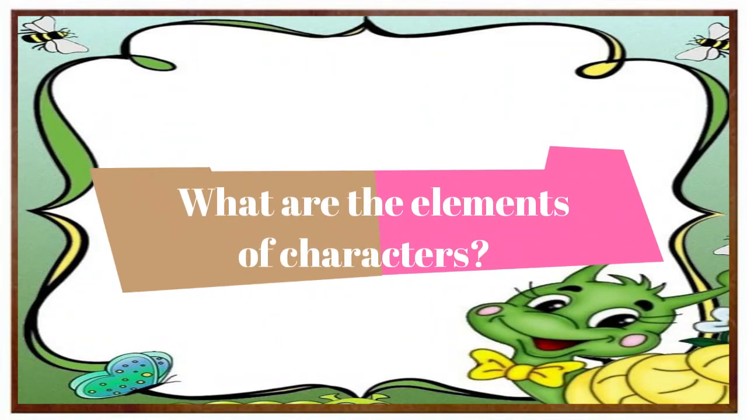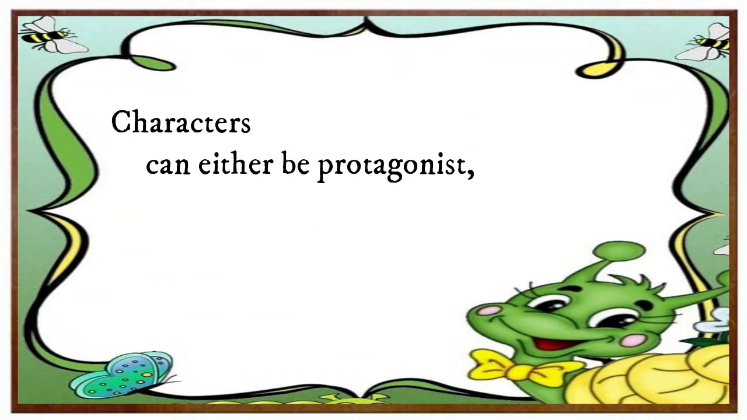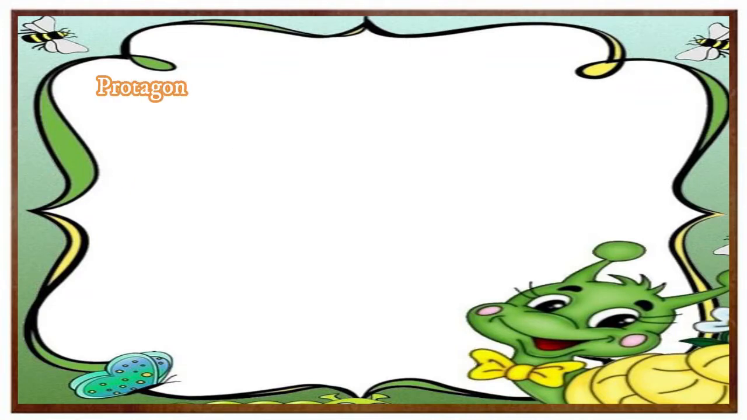Regardless of how many characters a story has, there is always a protagonist and antagonist. Characters can either be dynamic, static, round, or flat. Let's examine each of these terms together.